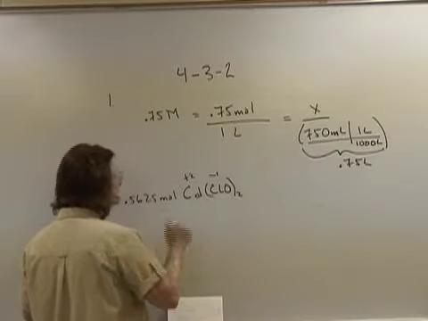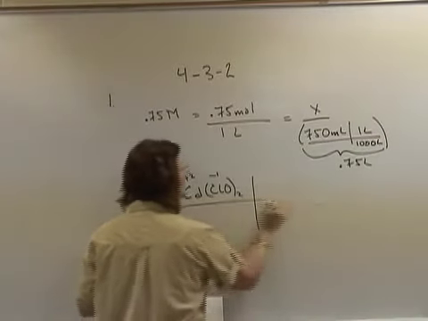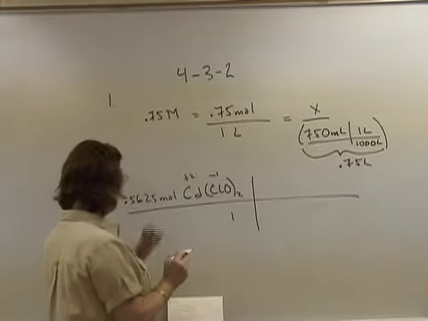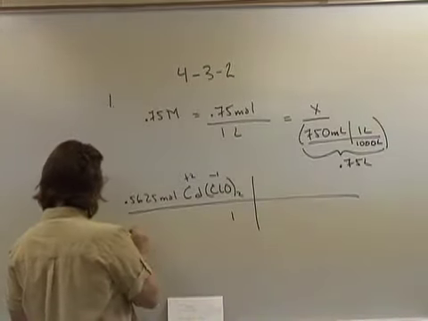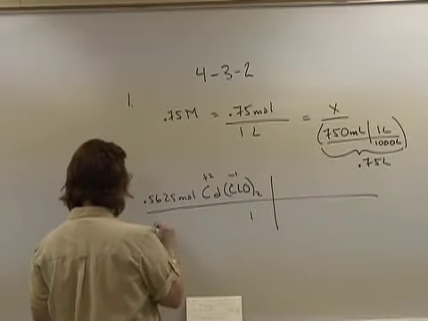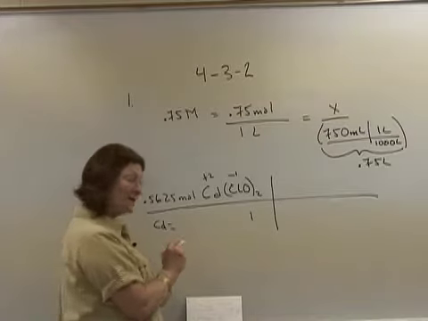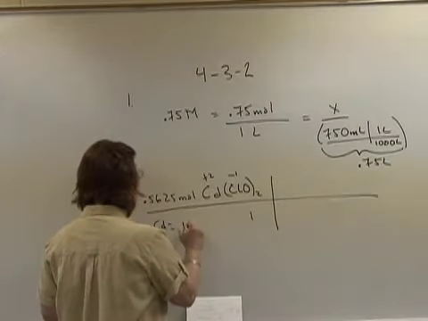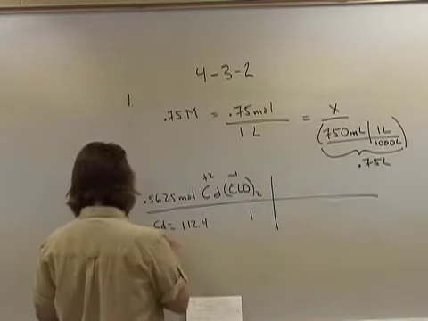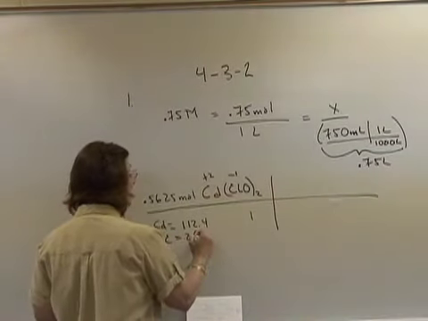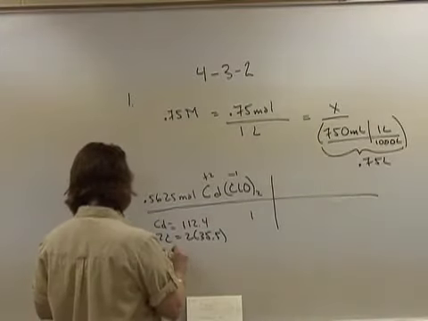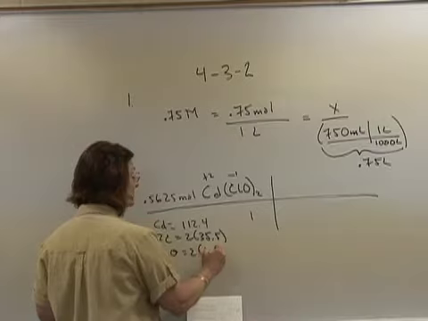And then, to change my moles to grams, I have to add up the AMUs of the cadmium hypochlorite. Well, I have 1 cadmium, and when I look at the periodic chart, I see that its mass is 112.4 AMU, or grams per mole. There are 2 chlorines, and each chlorine has a mass of 35.5. And there are 2 oxygens, and each oxygen is 16.0.